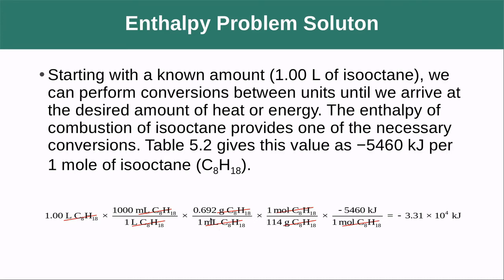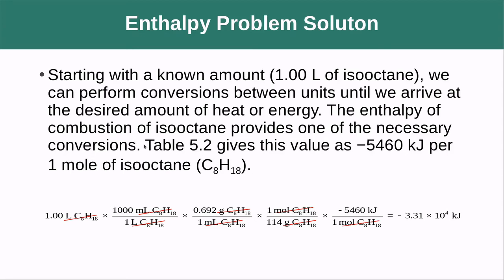Now we need to go through the density to figure out how much mass that is. So we'll multiply by 0.692 grams per milliliter. We would know if we did this calculation that there's 692 grams of that isooctane in 1 liter. Then we need to figure out how many moles we have. So we would have had to calculate the molar mass of the isooctane to get the moles.